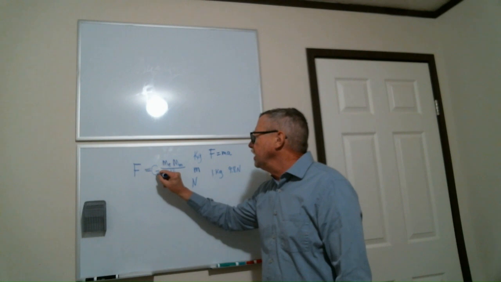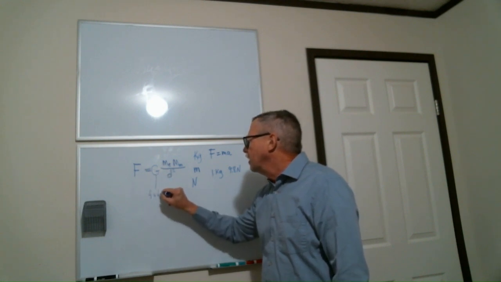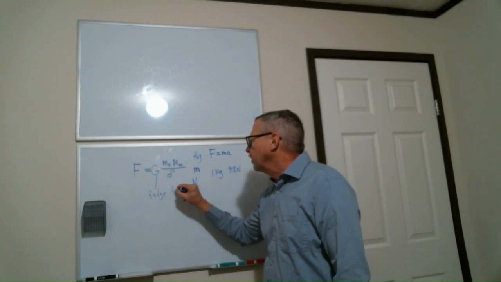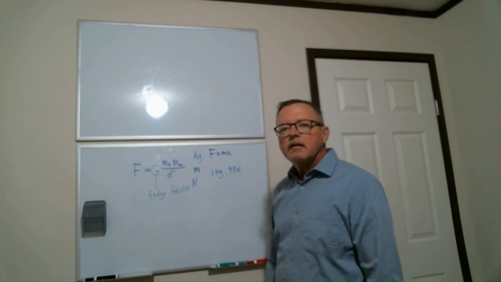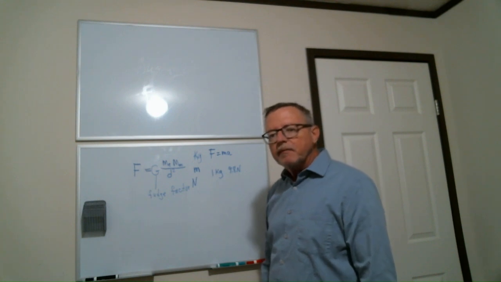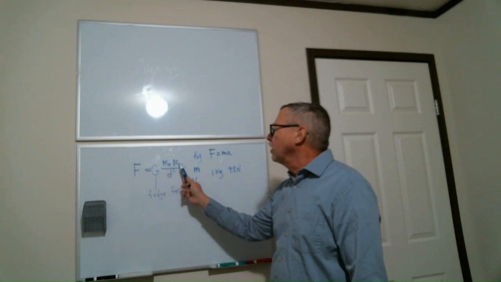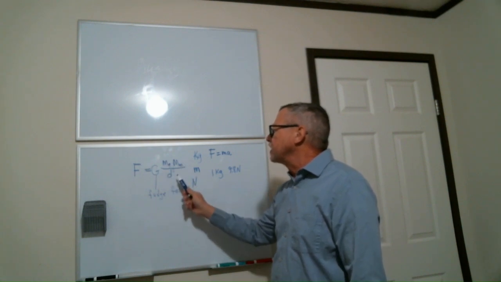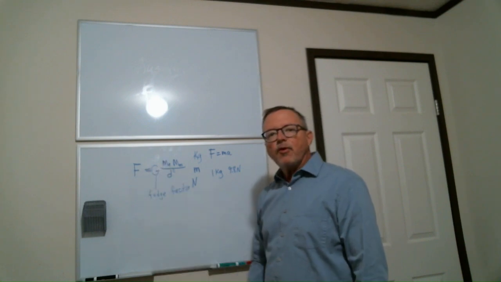Put this big G in here, just call that a fudge factor or gravitational constant. This is the magic number that will make all of these kilograms and meters show up as a force in newtons.